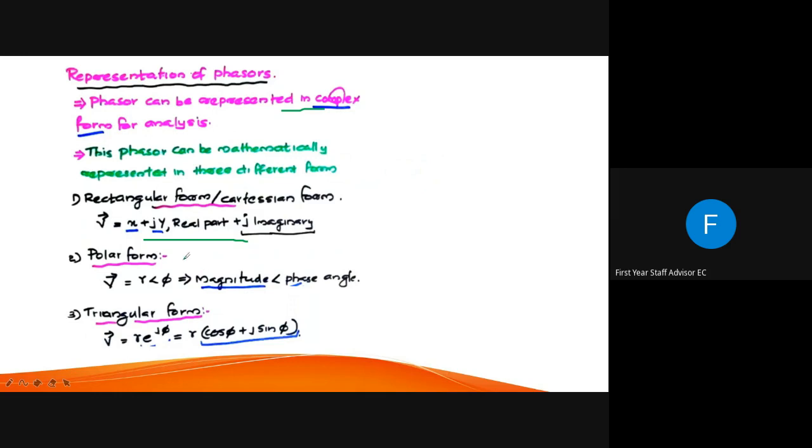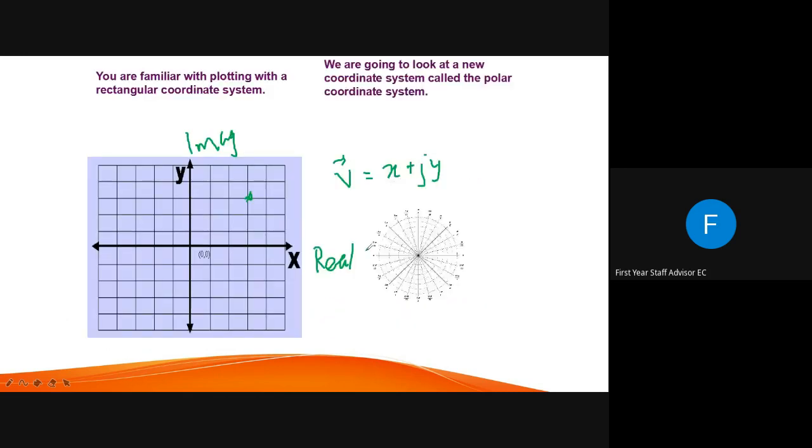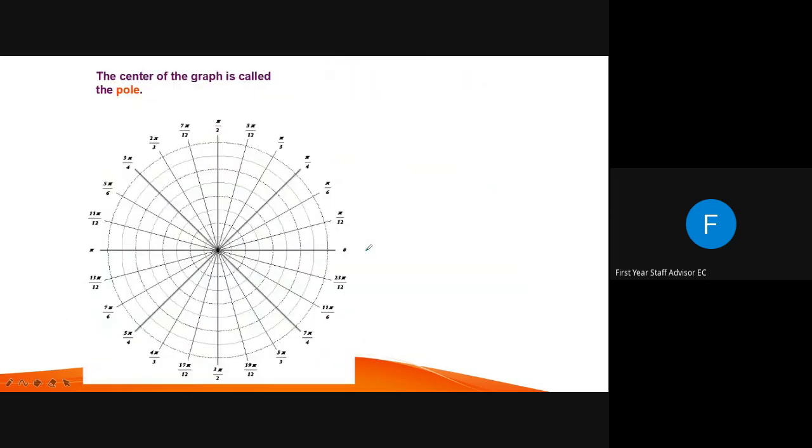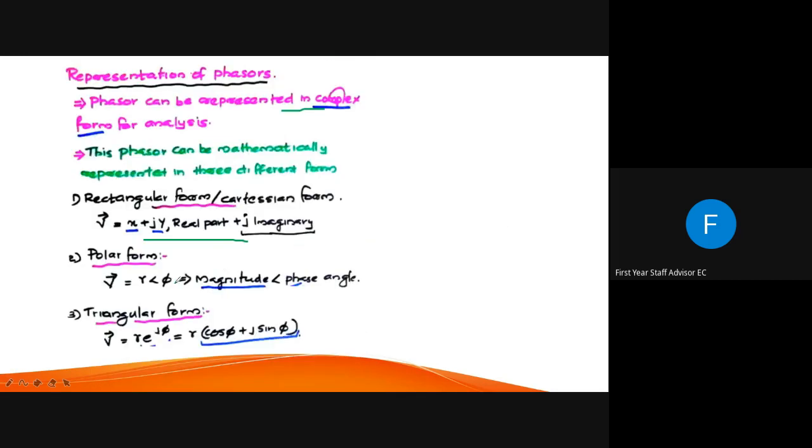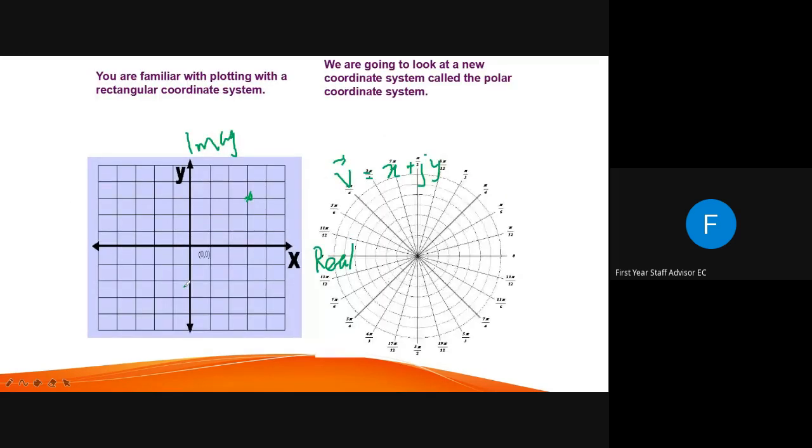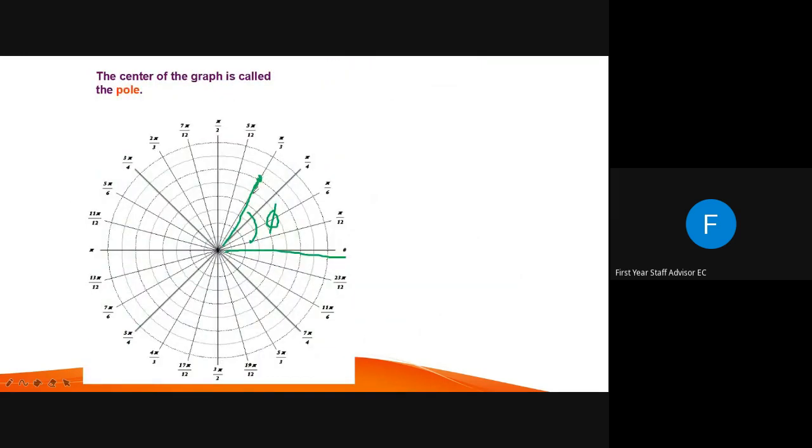And what about polar form? It is represented like this. A radius of this value with an angle. So this is phi. So here you can see that it is represented in polar form. Voltage V is represented as R at an angle phi, where R is the length of the vector quantity and phi is the angle from 0 degree.